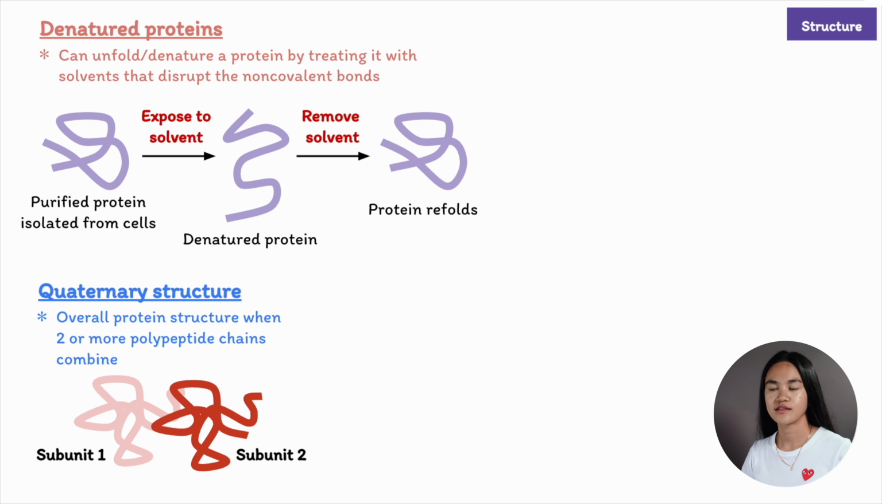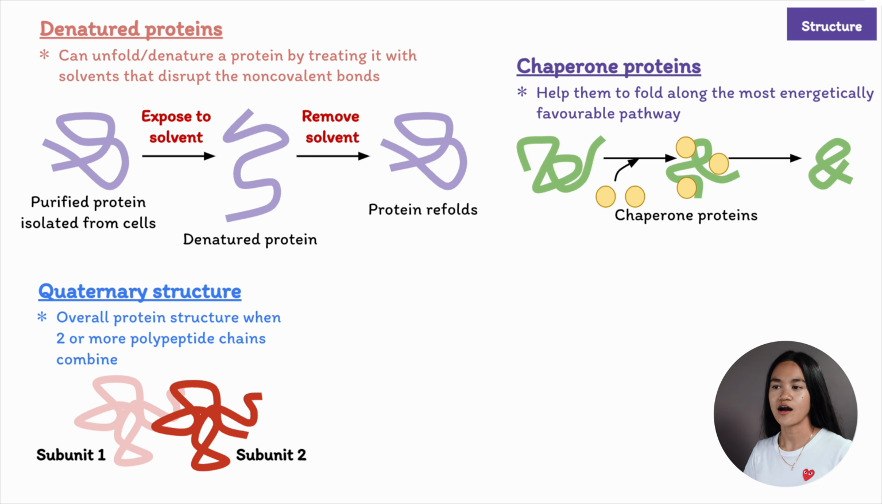Now, a protein chain can fold in its correct shape without outside help, but protein folding in living cells is generally assisted by chaperone proteins or molecular chaperones. These chaperones bind to partly folded chains and help them to fold along the most energetically favorable pathway. So recall that the final folded conformation is generally the one that minimizes free energy. So chaperone proteins make the folding process more efficient.